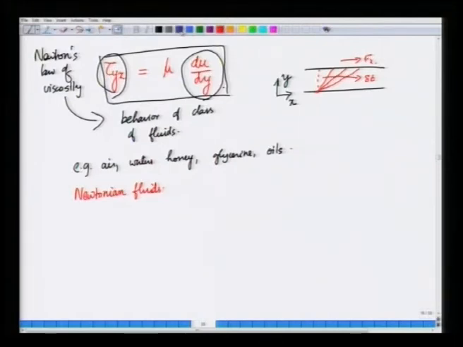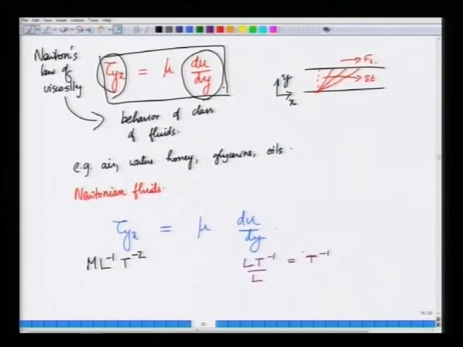Now, let us work out the dimensions of viscosity, because we are encountering this for the first time in this course. So, tau yx is mu du/dy. Tau yx is stress, and stress is force per unit area. We already saw this in the context of modulus of elasticity. The velocity gradient is L T to the minus 1 divided by L, so this is simply T to the minus 1, dimensions of 1 over time. So if you work this out, the dimensions of mu is M L to the minus 1 T to the minus 1.